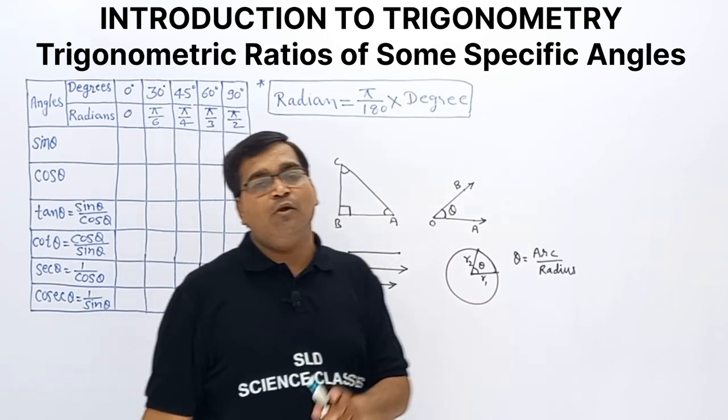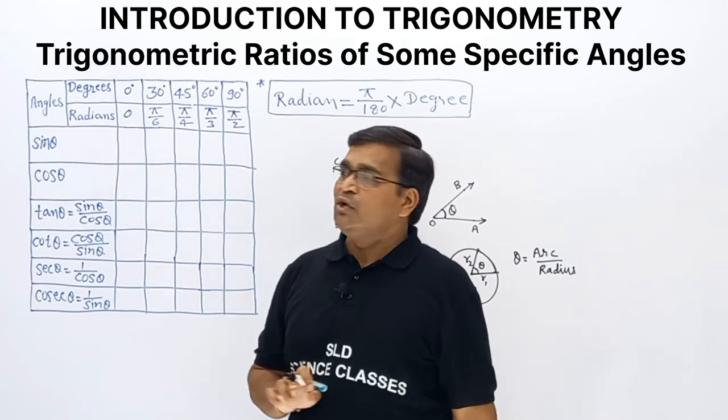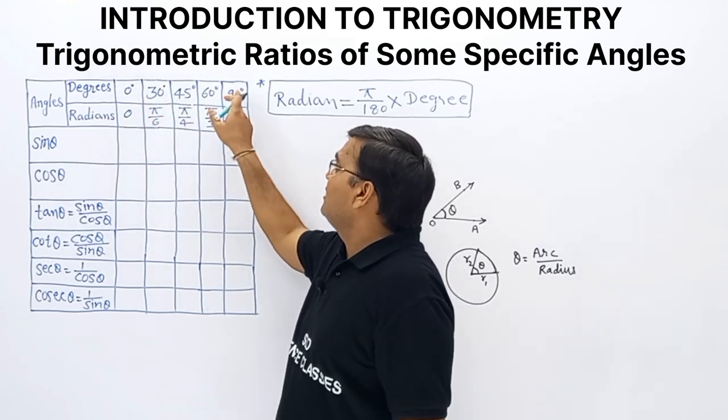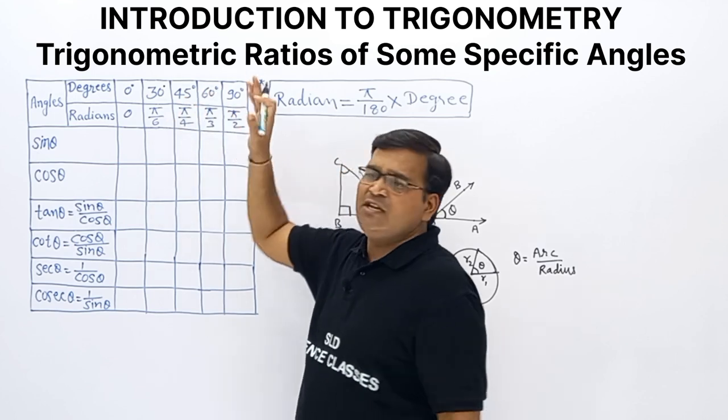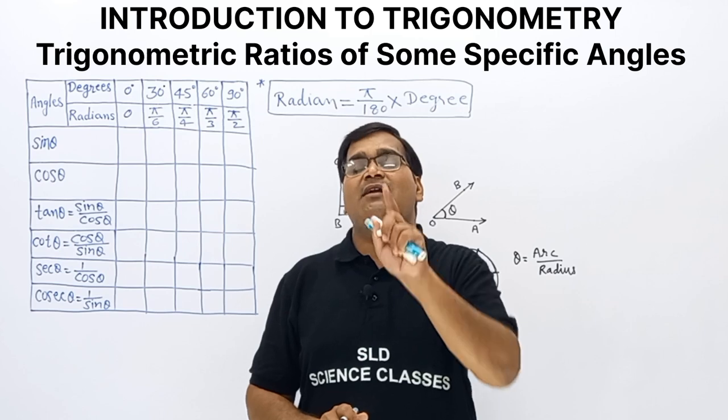So a plane angle or angle has the unit degree or radian. So 0 degree, 90 degree, 30 degree, 45, 60 degree: these are all degrees. And degree is the unit of angle.